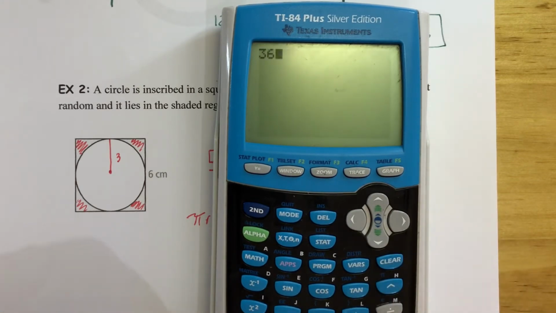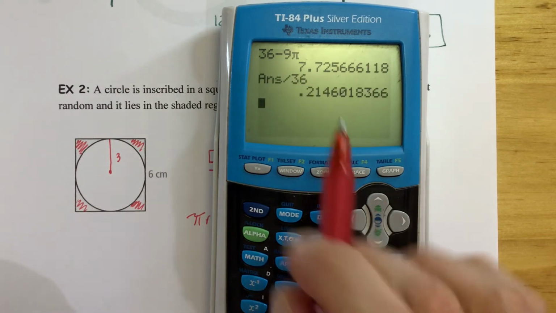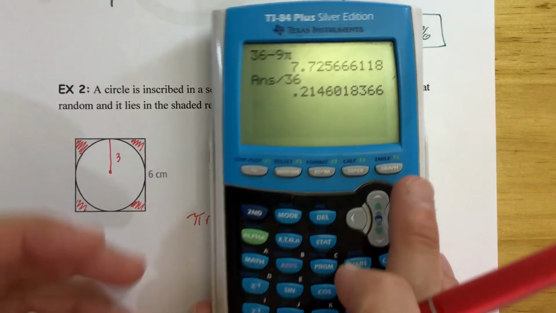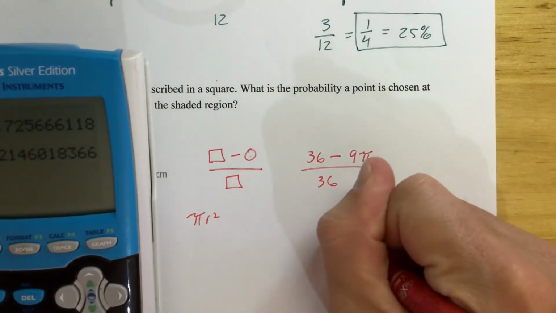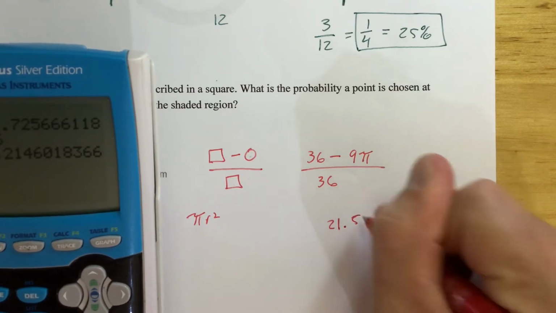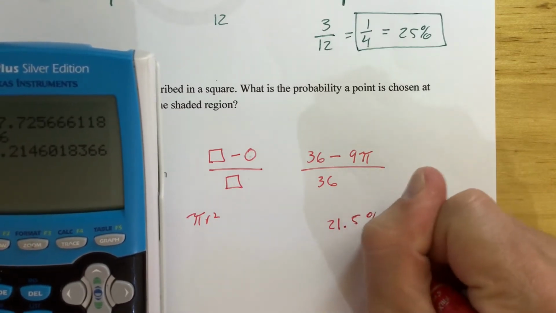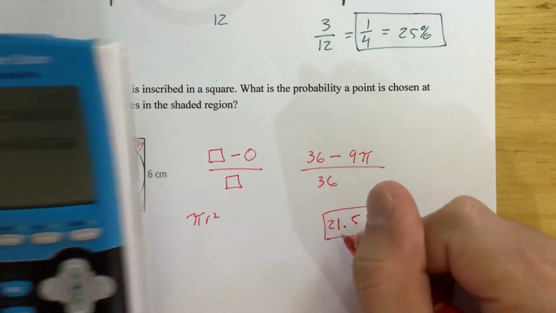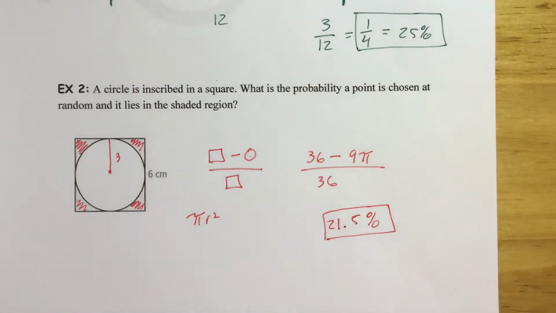All right, so we got 36. We're going to subtract 9 pi, which of course is going to give you some unusual decimal number. We then divide that by 36, and this is our probability, which is going to be about, let's do 21.5. We'll round that last number up. So I'll say that it is 21.5%.